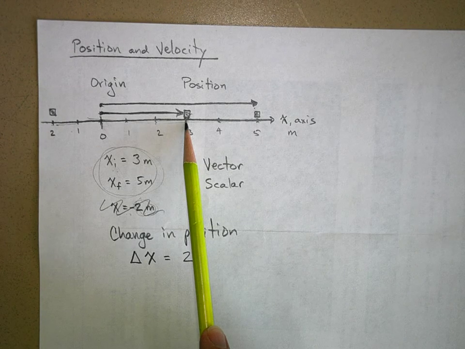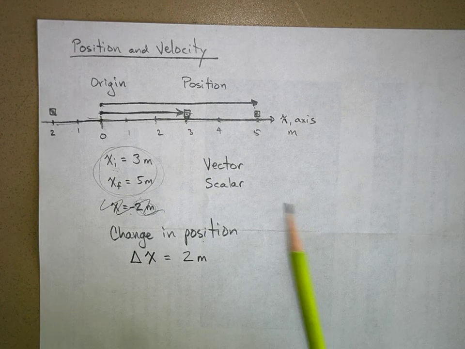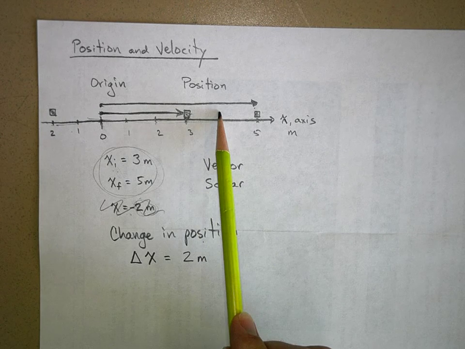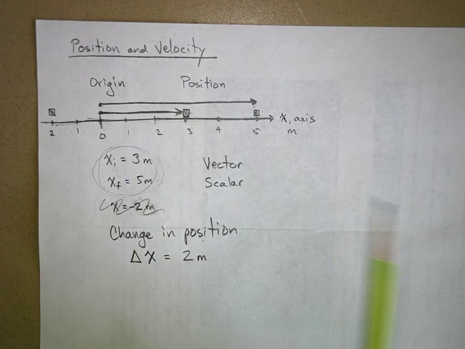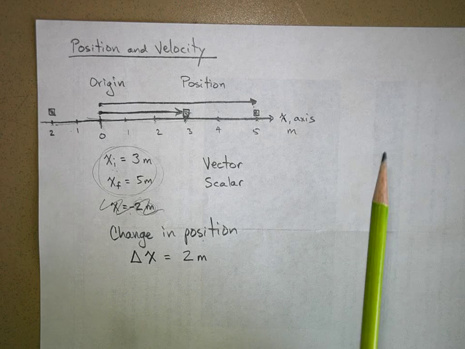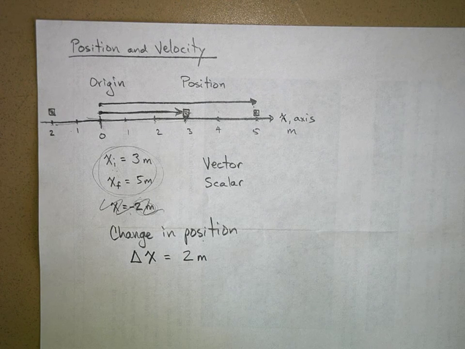Well, we started at 3 and we went to 5, and you can just count, right? You can just count 1, 2 meters. In what direction? To the right, which means it is positive, okay?